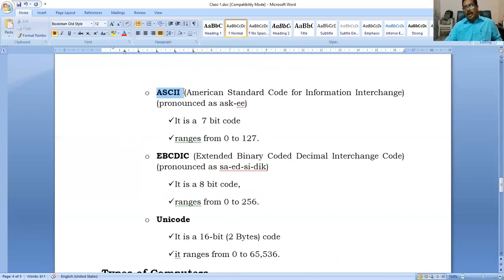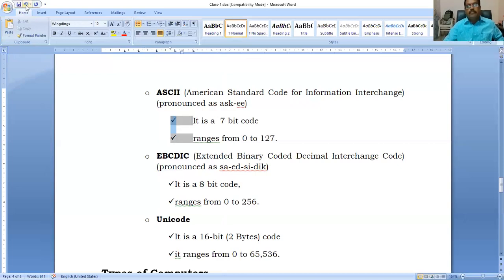ASCII is the abbreviation for American Standard Code for Information Interchange. To represent ASCII characters, we use 7 bits. It is a 7-bit code, and the range is 0 to 127.